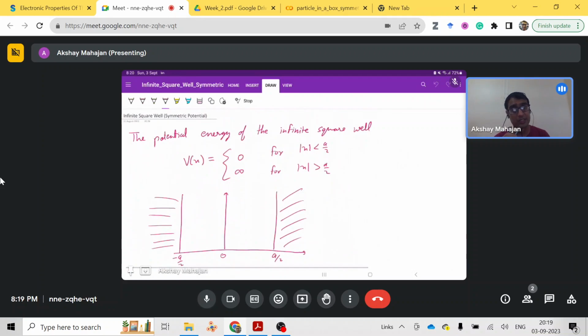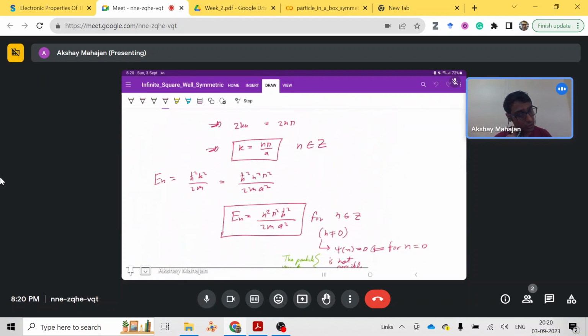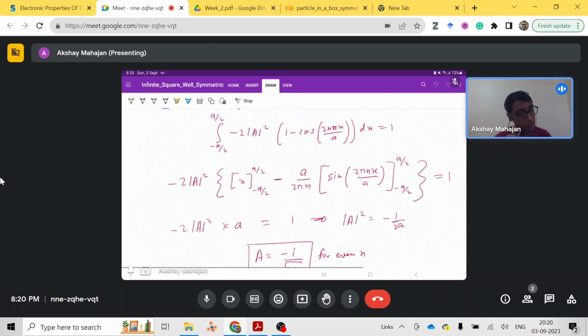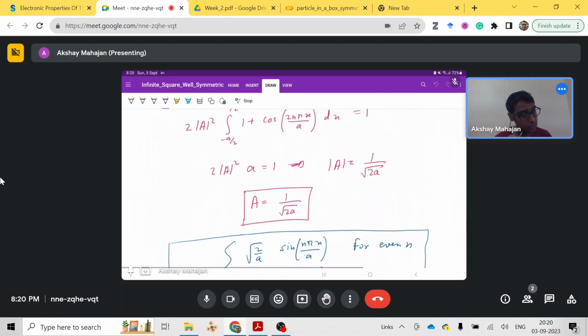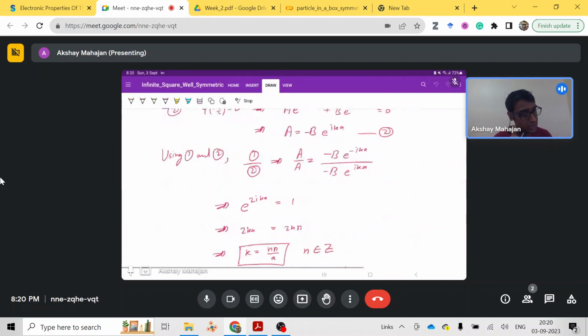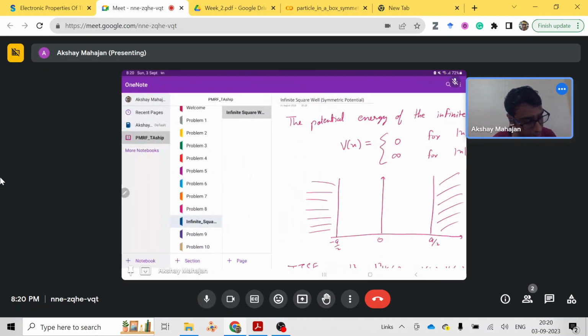where we will see that even though the solution is numerically different compared to what we got for the particle in a box, the physics is going to be the same. Alright, and here you can also see that the eigenvalues are not changing, the energy eigenvalues are the same. So that also gives you an idea that the physics is going to be the same. Alright, so let me just stop sharing.